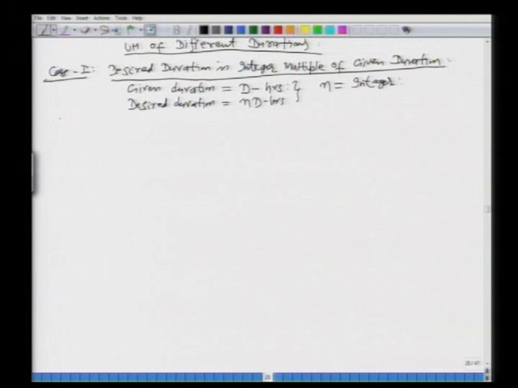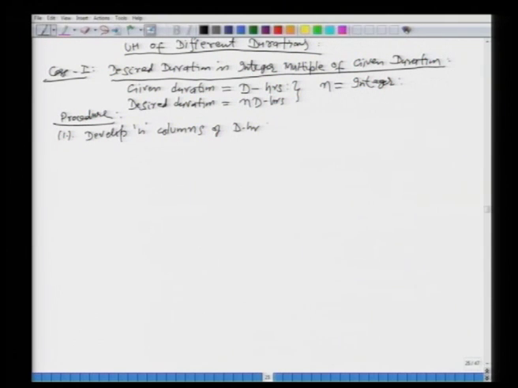So, as always, we will look at a step by step procedure, and then we will take up an example which will demonstrate how we can carry out these steps. So, let us look at the procedure first. What we do is we develop n columns of your d hour duration unit hydrograph, which is lagged by d hours.